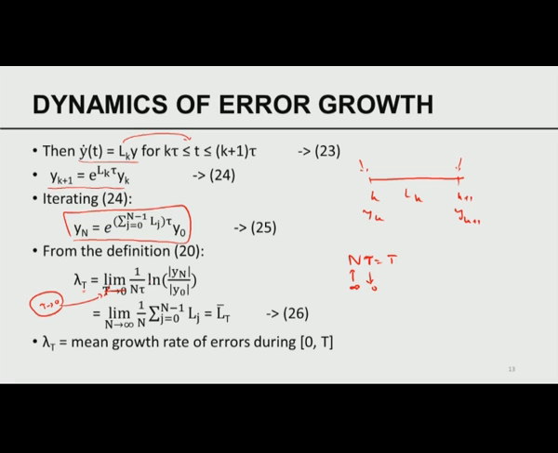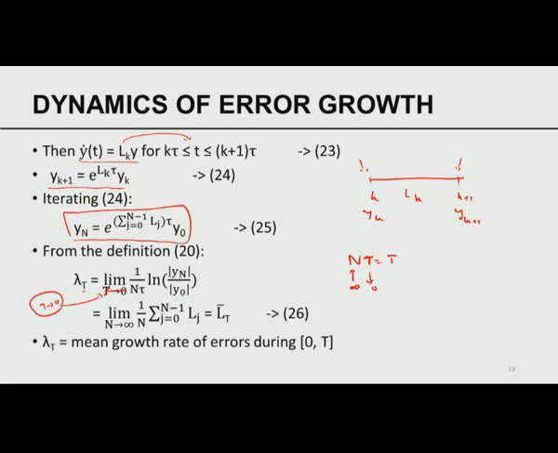Now I am taking the logarithm of yn divided by y0. What is yn? The absolute value of yn is the error at time capital N. y0 is the error at time 0. I am taking the ratio. It is the logarithm of the ratio of the magnitude of the error at time n to time 0. So why the errors? I am interested in the errors that affect the prediction.